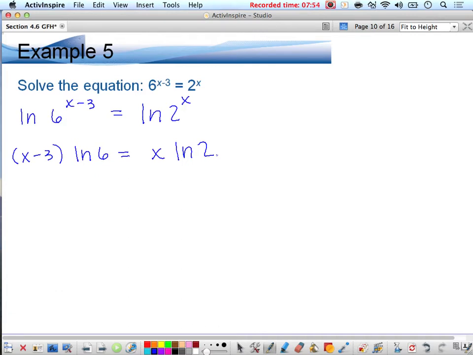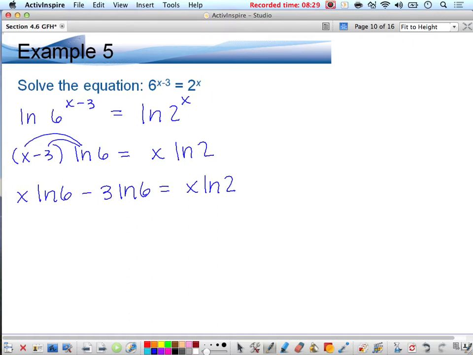When you have a binomial like that, you have to distribute. And instead of dividing right away, because otherwise you'll just keep mixing up your variables and your natural logs. If you distribute, it will turn it into a sequence of addition and subtraction, and it will allow you to move all of the ones containing an x to the left and the terms that don't have an x to the right. So let's go ahead and distribute, and we have x natural log of 6 minus 3 natural log of 6 equals x natural log of 2.